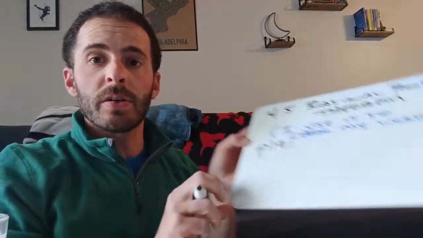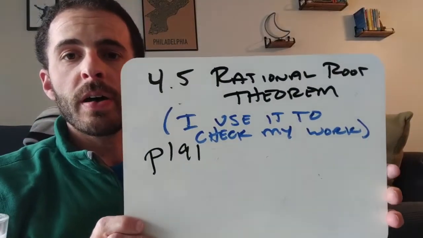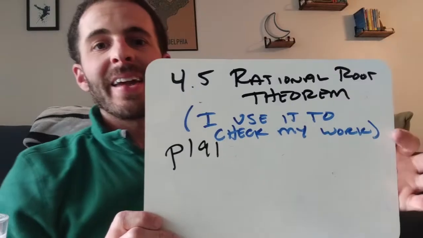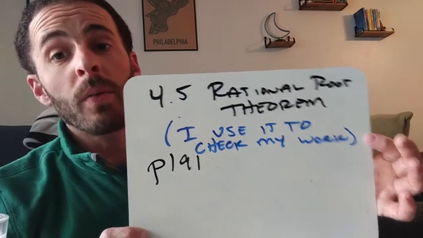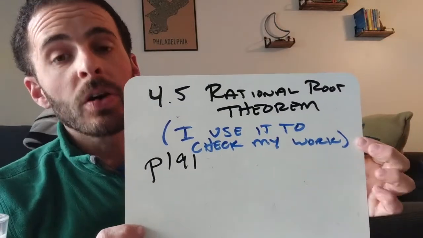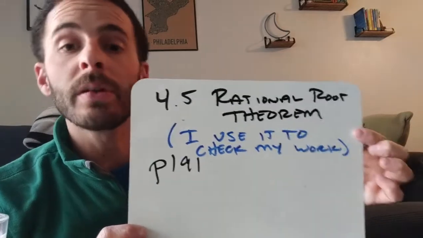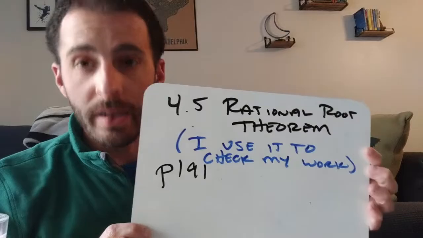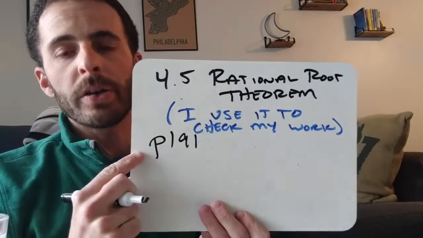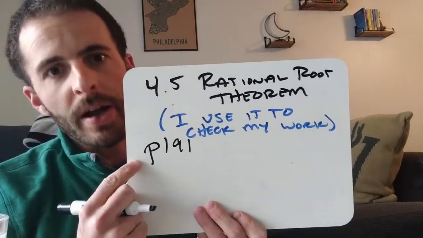All right, I think this is going to be a quick video. It's 4-5, the Rational Root Theorem, and I actually only use this to check my work in my head, so I expect you to know it because, again, you're going to be using your calculator, but you need to make sure your calculator is giving you reasonable answers. So you better check out page 191, write down the Rational Root Theorem.